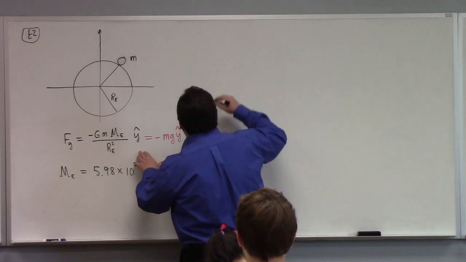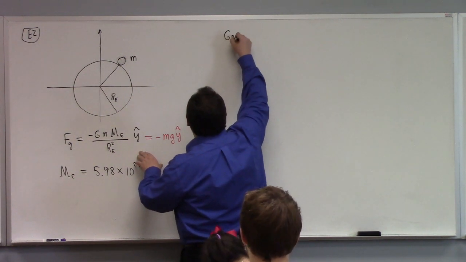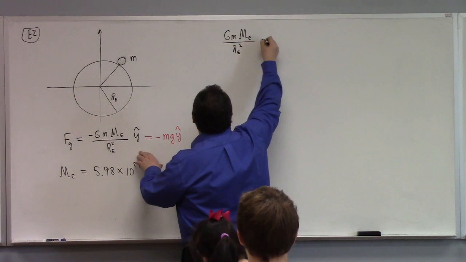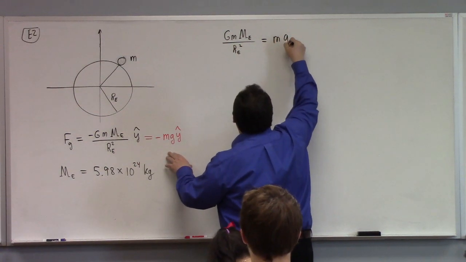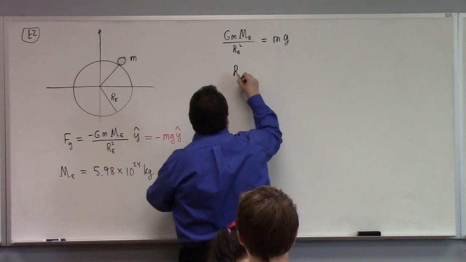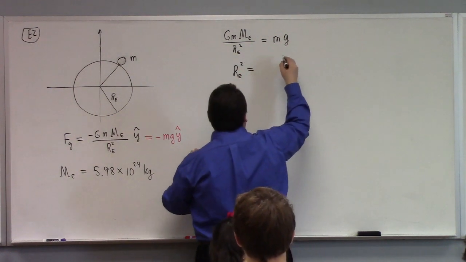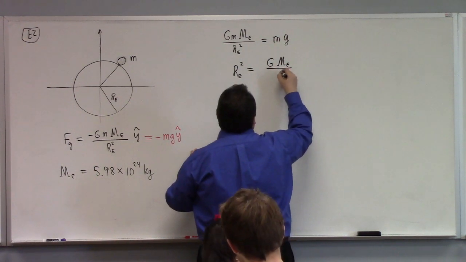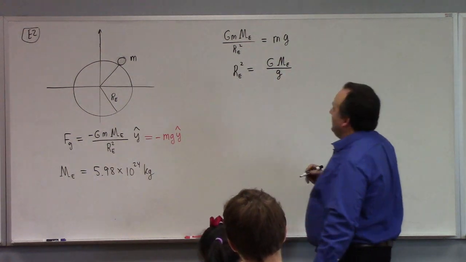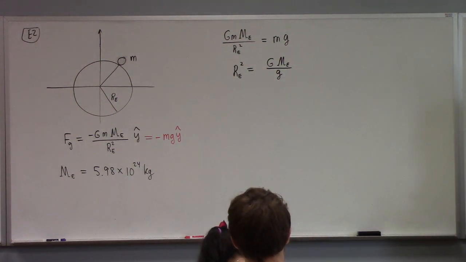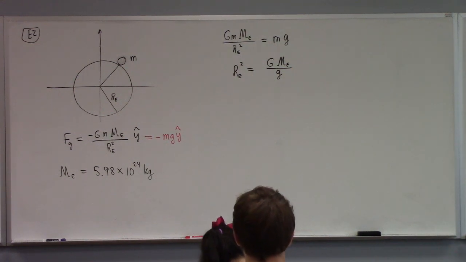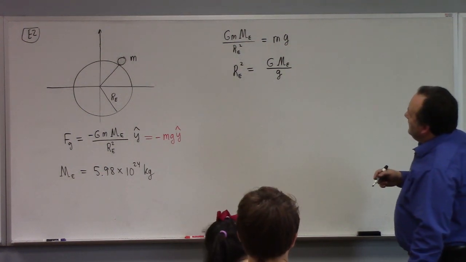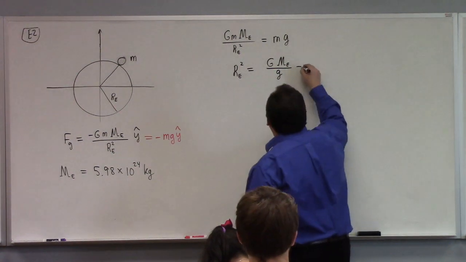So we've got G times the mass of the Earth, divided by the radius of the Earth squared, is equal to little mg. So this tells me that the radius of the Earth squared is equal to G times the mass of the Earth divided by little g. The m's cancel, right? Gravity is the same whether or not you go on a diet. Anyway, I think I got everything. So work it out. You guys help me out here.